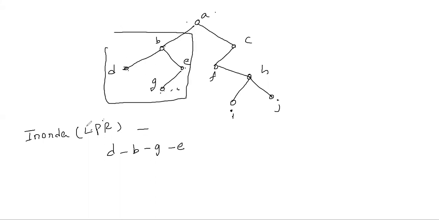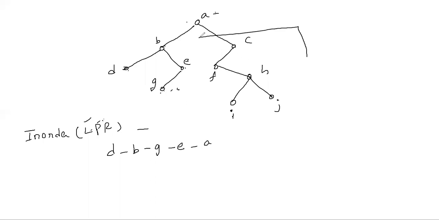Okay. Next L completed. Now come to P. P means parent. A. Next right. Left completed, parent completed. Now come to right side. This is one subtree. Whose subtree? C subtree. So now when you come to C, come to left. Left F is there.